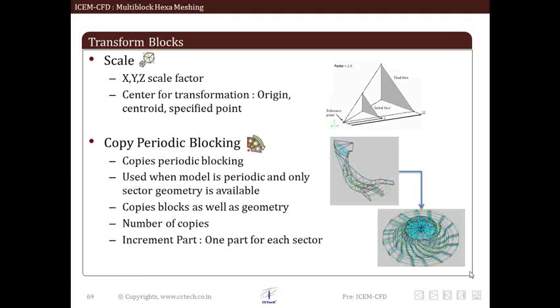By using the copy periodic blocking option, we can prepare arrays of blocks. This can be used only when the geometry required is periodic in nature. First, we create blocking for the initial sector geometry and then make periodic copies for the geometry as well as blocks. We have to input the number of copies required. If we keep increment part on, new copies created will be placed in a new part with the same name plus an increment number like part underscore 1, part underscore 2, etc.